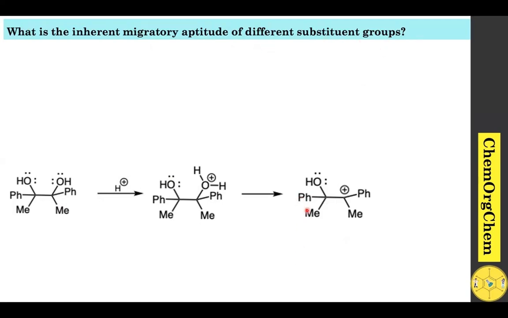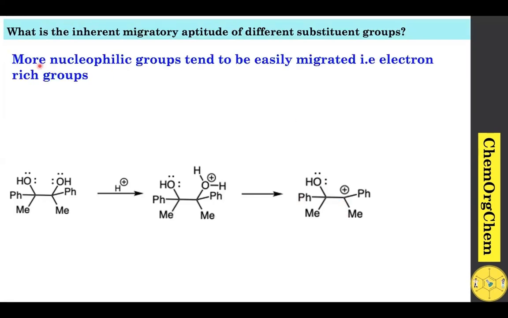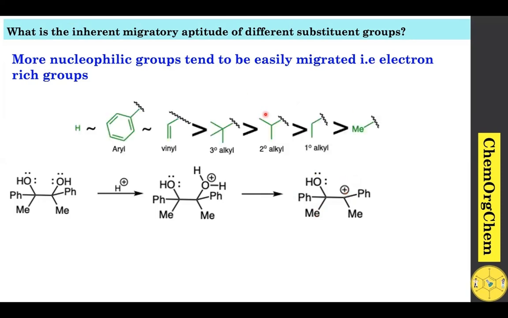Since here you see phenyl as well as methyl, there are two groups. Which group will migrate to the nearby carbocation center? So you always remember this rule: more nucleophilic groups tend to migrate easily. That is, an electron-rich group always easily migrates to the nearby carbocation center. Based on this, we can form the series of migrating ability.